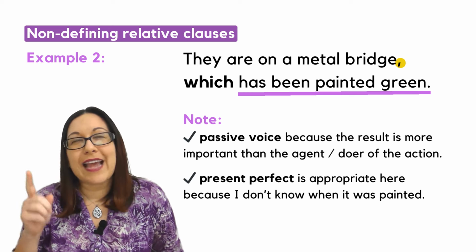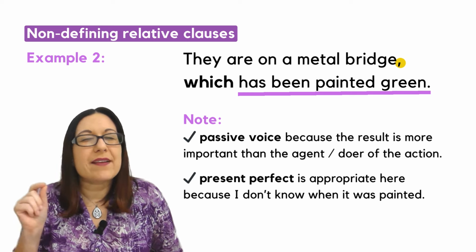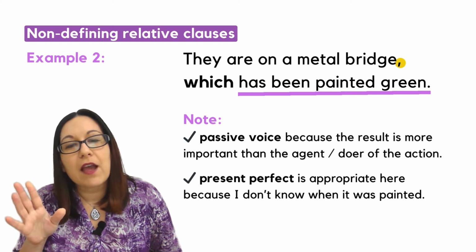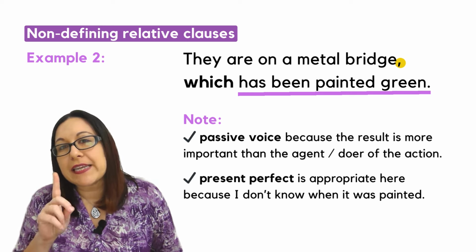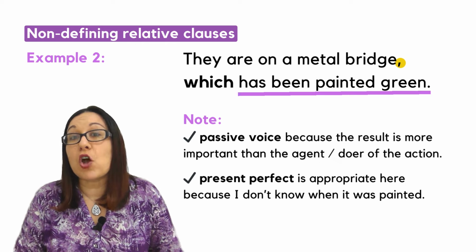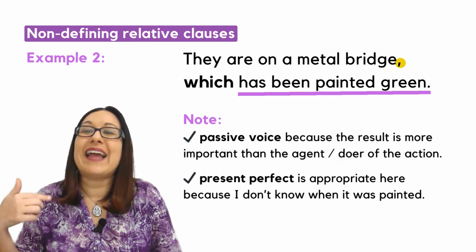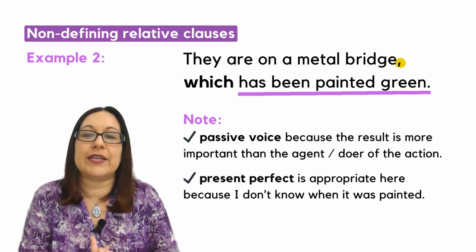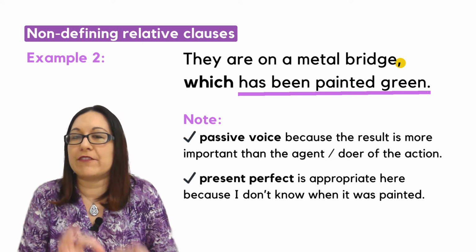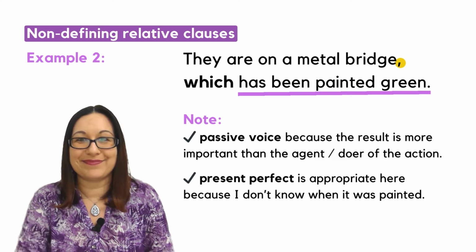But you know, now that I think about it, it's not exactly the same in meaning, because you could give somebody the impression that the bridge has not always been green. Maybe it used to be a different color and it has since been painted green. So that is one way of interpreting this sentence.